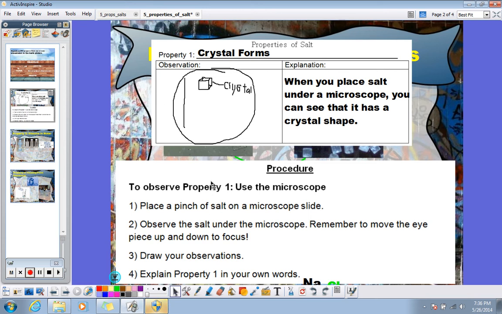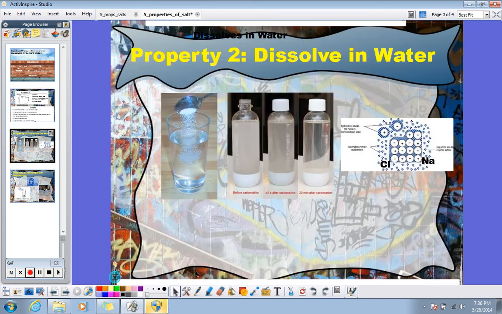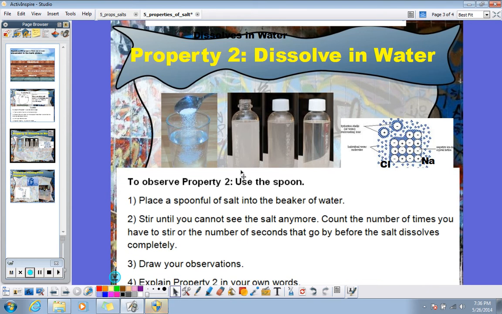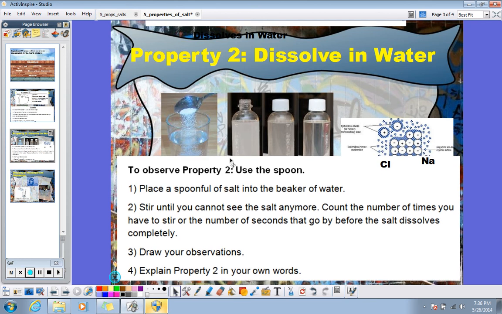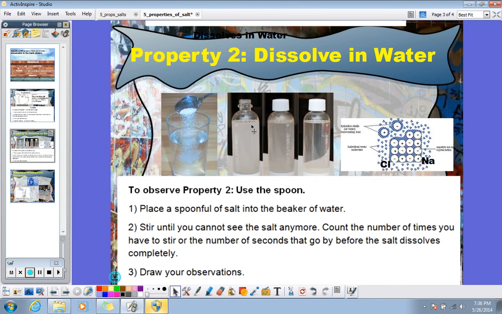After you have finished property number 1, you will go on to property number 2, and you will see that to observe property 2, you need to use the spoon. So you're going to take the spoon, and you're going to place a spoonful of salt into the beaker of water that I've given you, and you will stir until you can't see the salt anymore. And I would like for you to count the number of times you have to stir, or the number of seconds that go by, whatever you prefer, before the salt dissolves completely. So you're counting the number of times it takes to go from this to this, salty to clear.